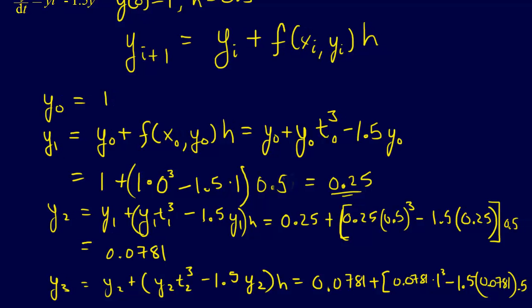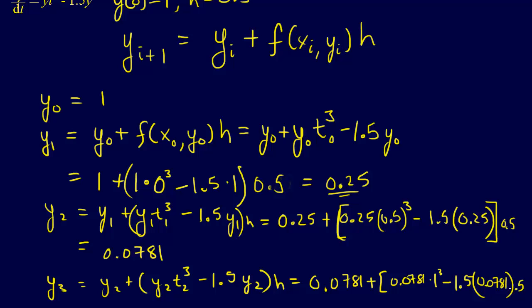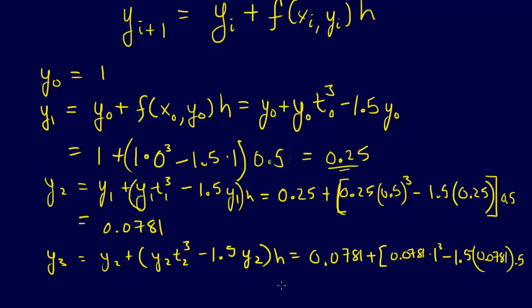All that's times 0.5, and if you work through that, you get 0.0586. Okay, so you see, and you just keep on going until you get to 2, and that is Euler's method.